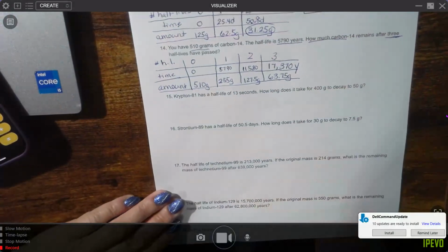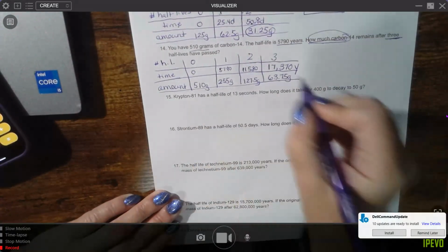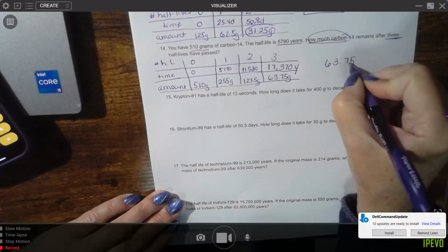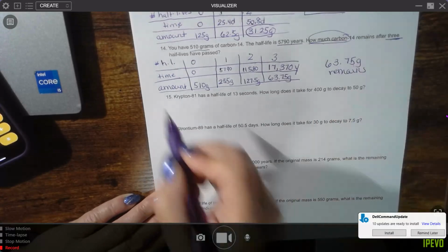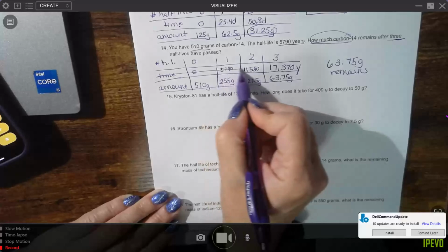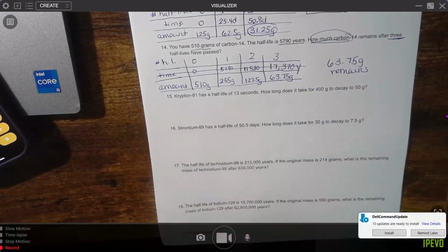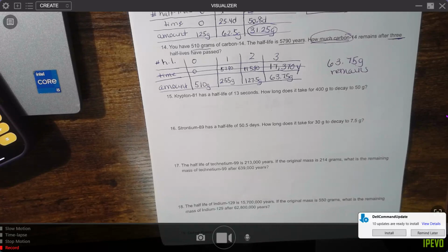Now, did I need that? No, I didn't need it because it's asking me how much remains. So after 3 half-lives, 63.75 grams remains. Again, I didn't need the time at all, but it's just kind of my process. I want to make sure that when I get done with the problem, I have whatever it is I need. And it's easier than trying to think about which way to solve this.